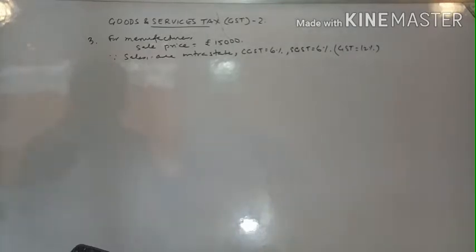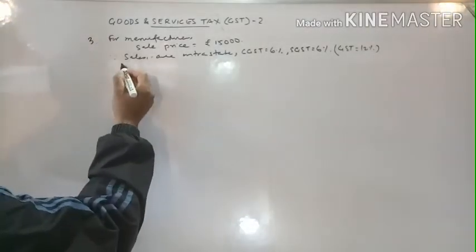Now the question is: the amount of tax received by the state government, so total SGST you have to find; number 2, the amount of tax received by the central government, so total CGST you have to find; and the amount that the consumer pays for the machine, so the final price we have to find.